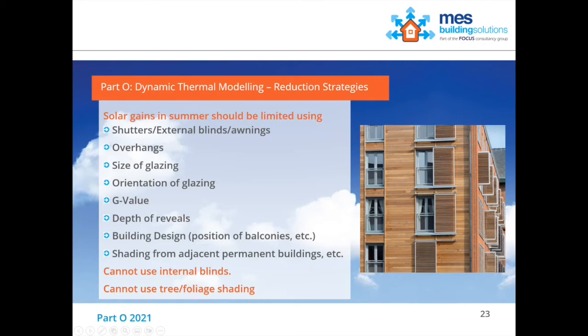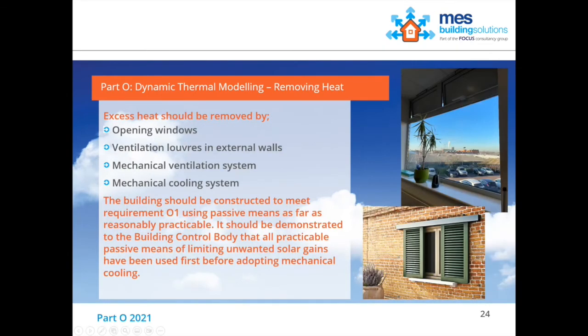So TM59 also actually allows us to take into account a significantly wider range of means of getting heat out of a building. We're not just restricted to opening windows. We can put louvres in different designs. We can model the impact that those have. We can model the impact of mechanical ventilation. And again, as an absolute last resort, we can then potentially look at mechanical cooling, but we do have to exhaust those earlier steps of the cooling hierarchy first.